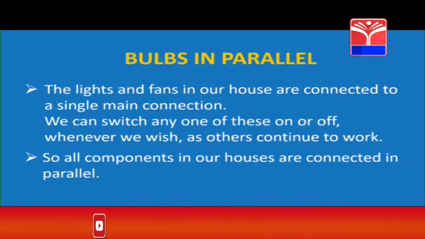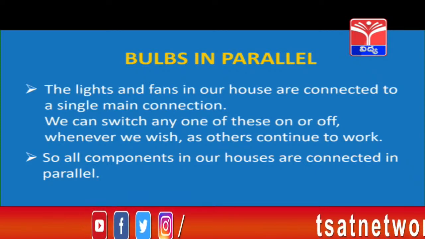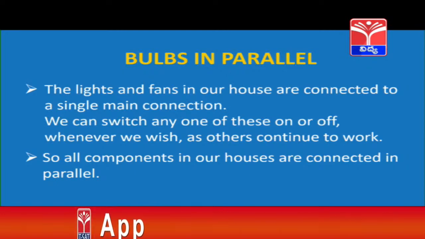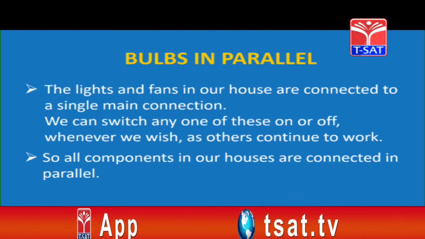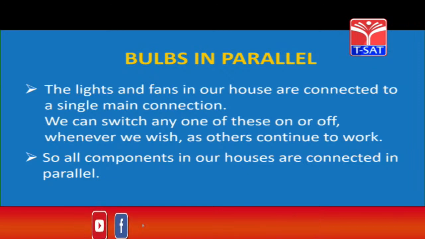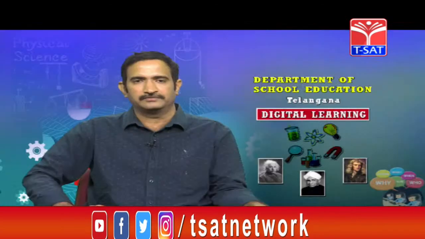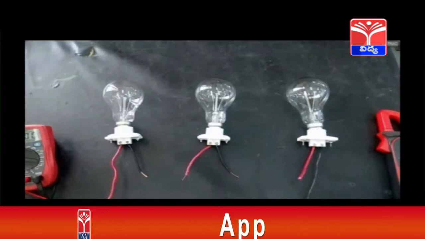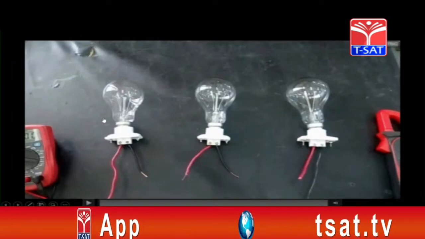The lights and fans in our house are connected to the single main connection. We can switch any one of these on or off whenever we wish, and the others continue to work. If one stops glowing, the others will continue to work. So, all the components in our house are connected in parallel. Now, here we will see a video. Here you can see 3 bulbs.